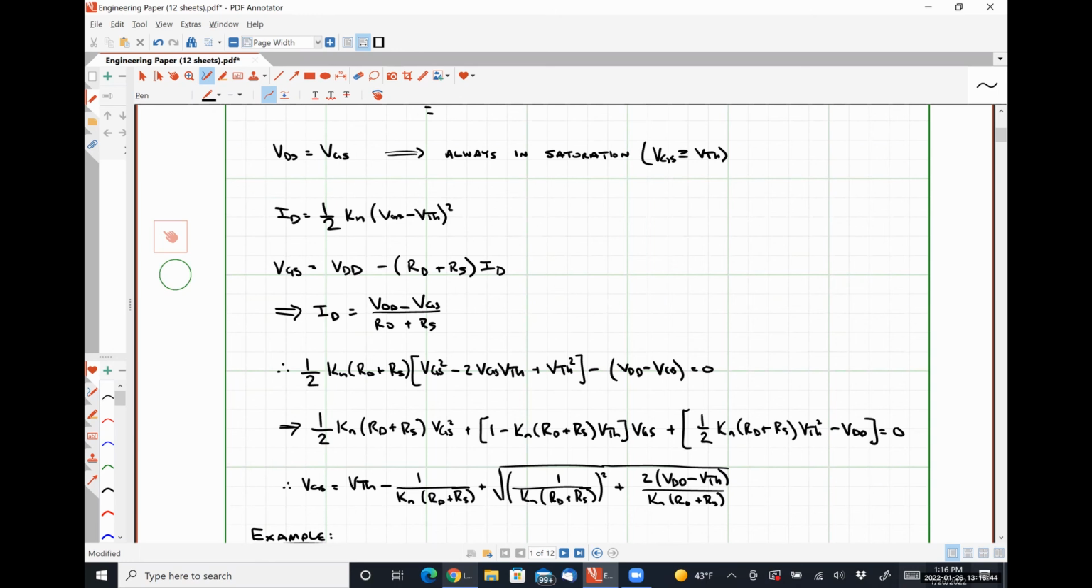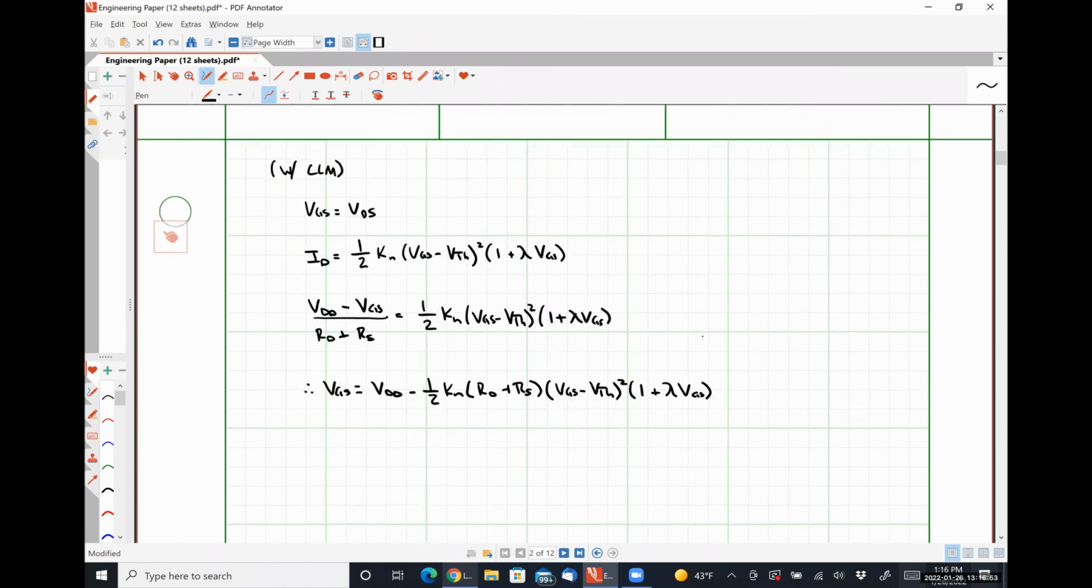All right, so that's MOSFETs. I'm done. So much math. Yes. Sure.